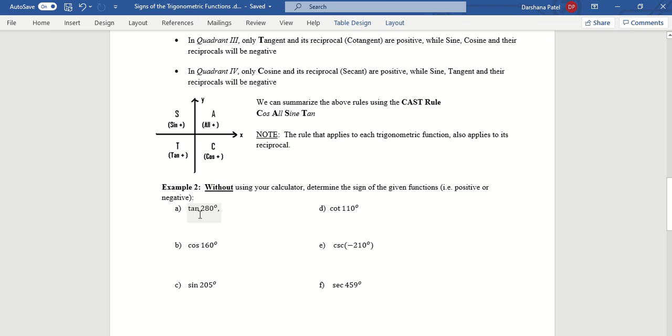So tan 280 degrees. The first thing we have to decide is which quadrant 280 degrees falls under. This is 0 degrees, 90 degrees, 180, 270 and 360. So 280 is a little bit more than 270, so that's basically in the fourth quadrant. In the fourth quadrant, because cos is positive, tan will automatically be negative. So the sign here will be negative.